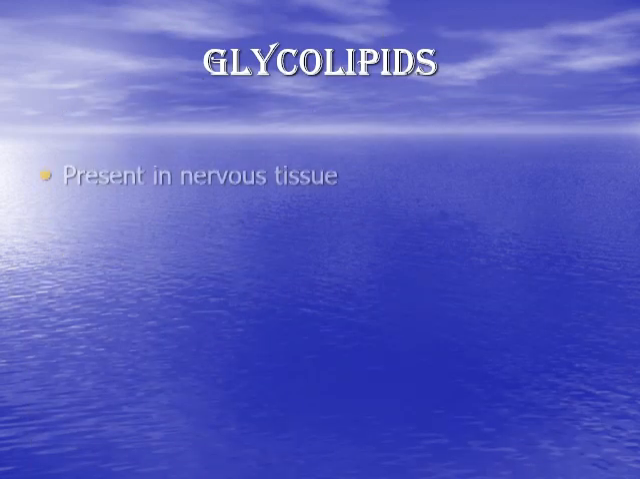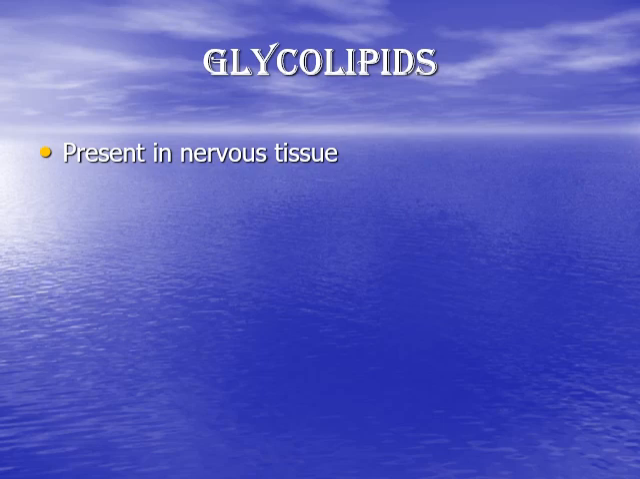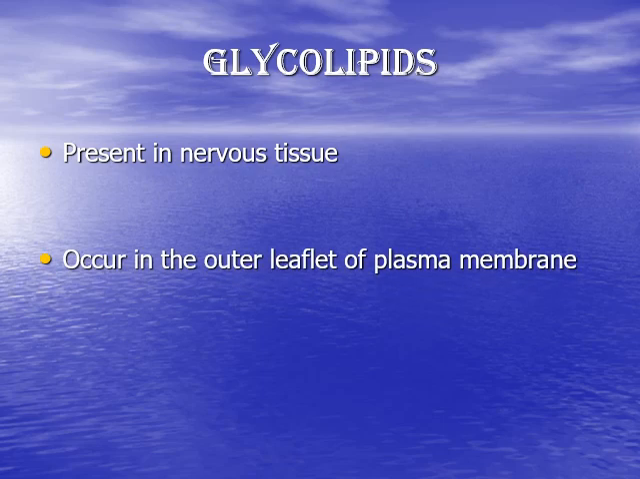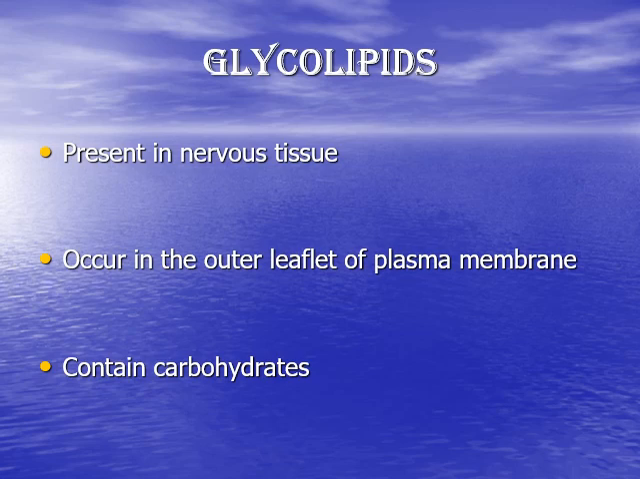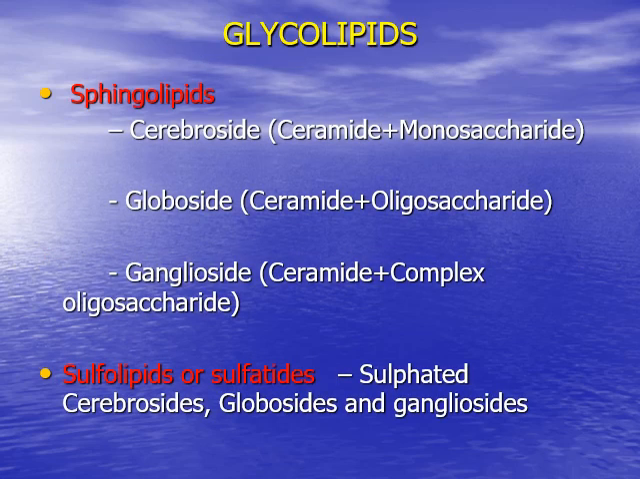Glycolipids. Glycolipids are present in nervous tissue. They occur in the outer leaflet of plasma membrane. They contain carbohydrates. Glycolipids can be classified into two major types, sphingolipids and sulfolipids or sulfatides.